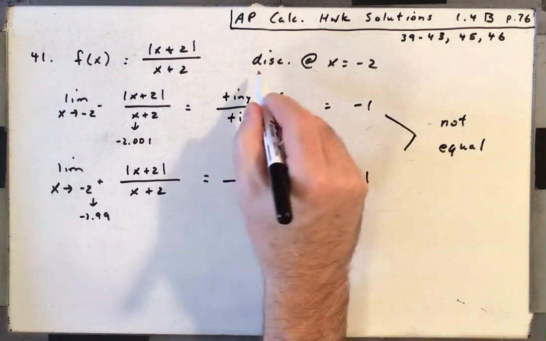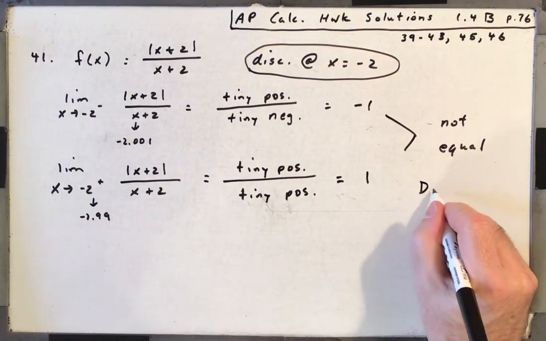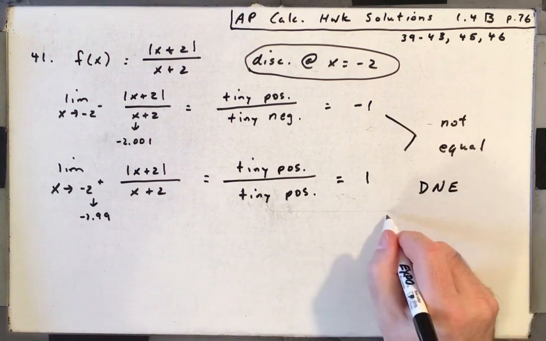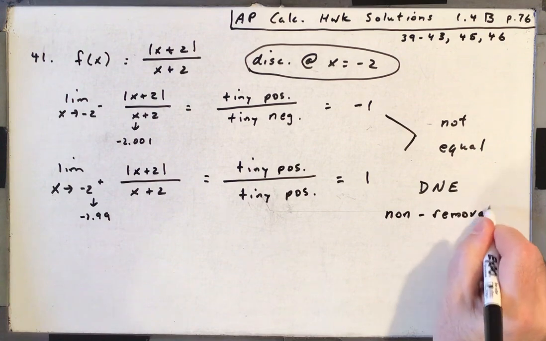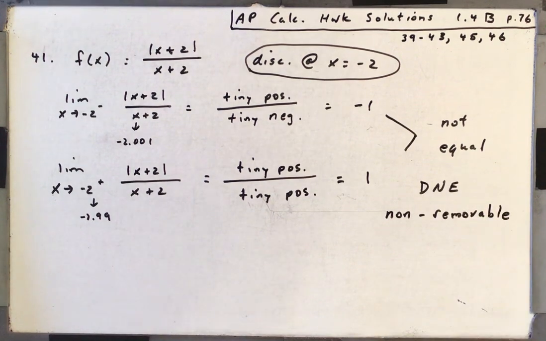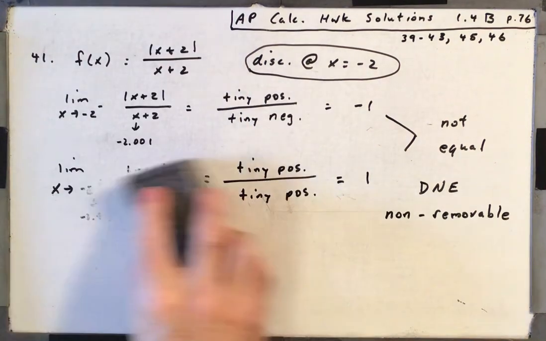So the answer is we do have a discontinuity at x equals negative 2. The limit does not exist, so it's non-removable. All right.